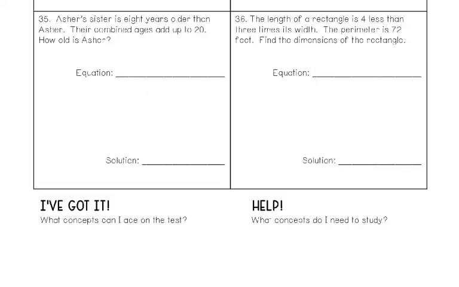For 35, we're trying to figure out how old this person, Asher, is. We're going to use the variable A to represent Asher's age. We know that Asher's sister is 8 years older than Asher, so A plus 8. And then together, their ages add up to 20. So we're going to add up the age of Asher with Asher's sister. That's going to equal 20.